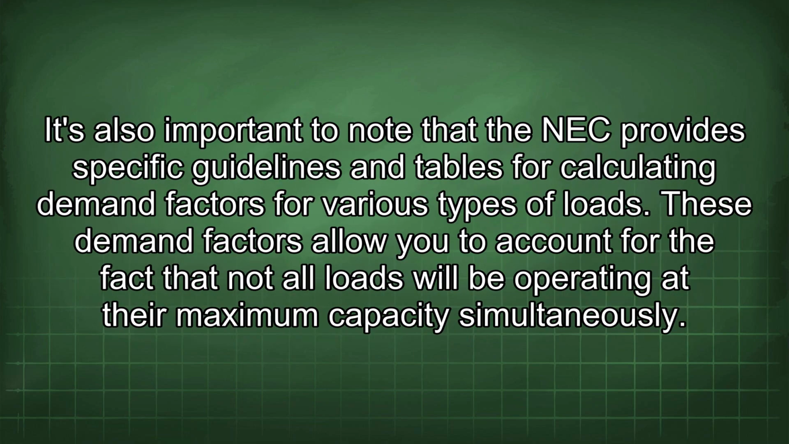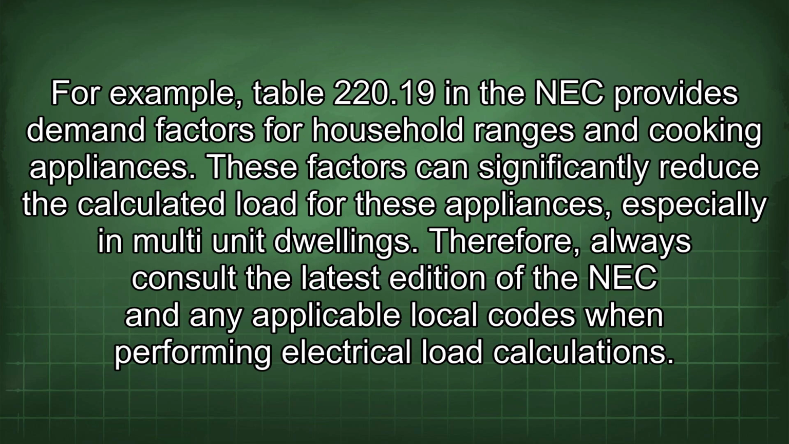It's also important to note that the NEC provides specific guidelines and tables for calculating demand factors for various types of loads. These demand factors allow you to account for the fact that not all loads will be operating at their maximum capacity simultaneously. For example, Table 220.19 in the NEC provides demand factors for household ranges and cooking appliances. These factors can significantly reduce the calculated load for these appliances, especially in multi-unit dwellings. Therefore, always consult the latest edition of the NEC and any applicable local codes when performing electrical load calculations.